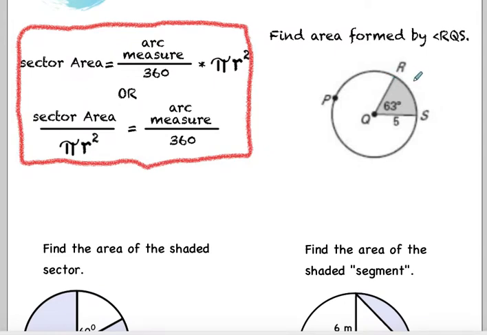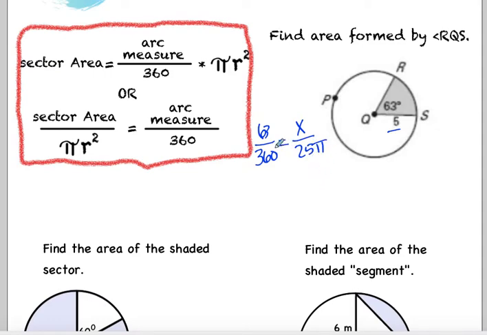We're going to find the area formed by the angle RQS. This is a central angle. The measure of it is 63. That is the part of the degrees, which the whole degrees is 360. The part of the area is what we're finding, and the whole area is 25 pi, because the area of a circle is pi r squared and the radius is 5. So we have it set up, and we're just going to cross multiply and solve.